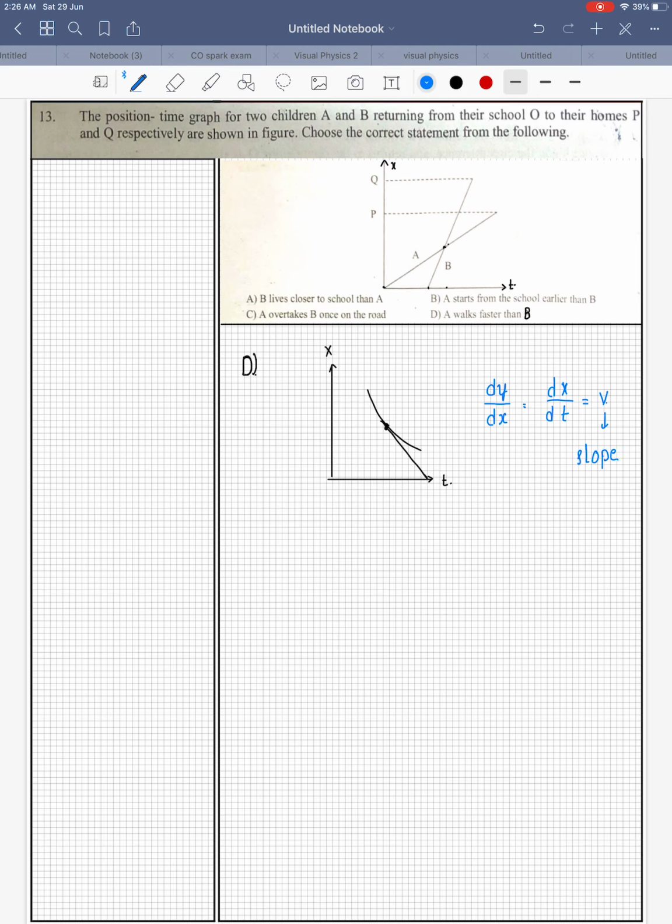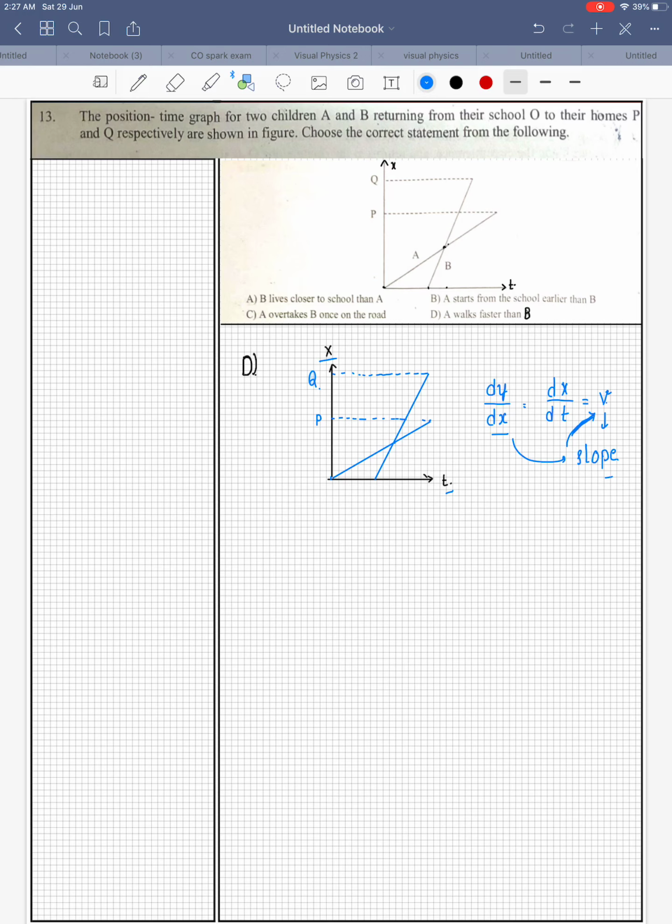So in an x-t graph, the slope is obtained by finding the velocity, or I will say velocity is obtained by the slope. So in the two graphs given to us, one graph is something like this, this is P, and another graph is something like this, Q.